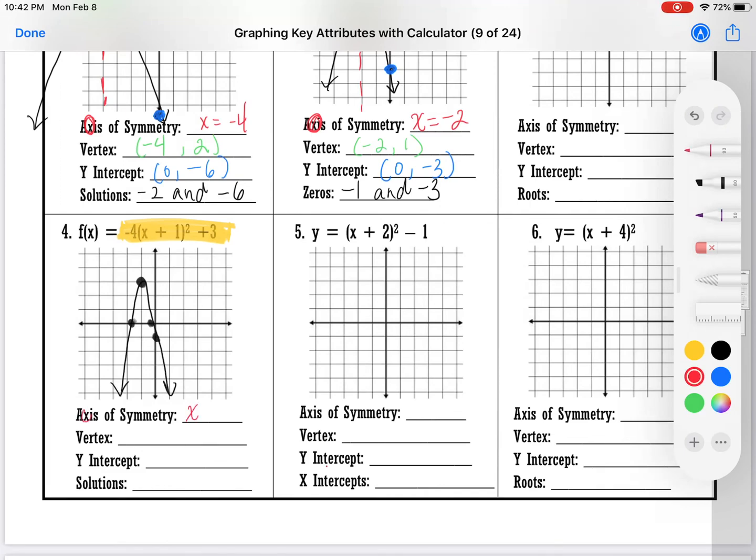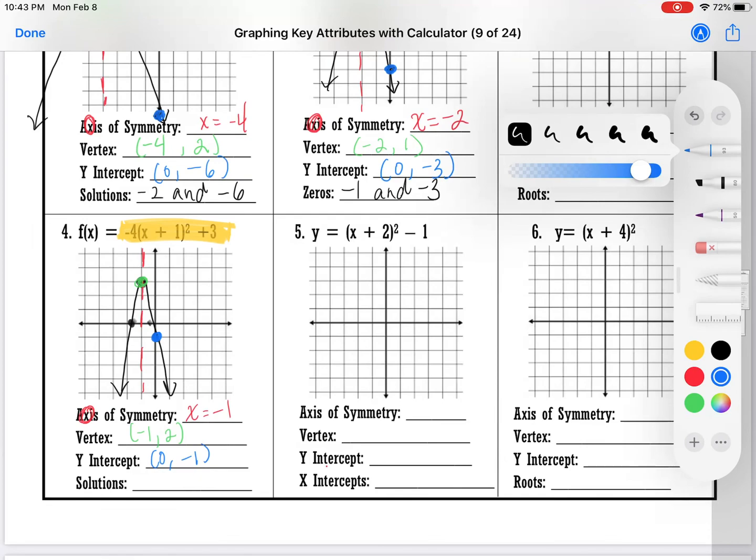So my axis of symmetry is always x equals. It's the x number that cuts through the middle of your graph. 0 to the left 1 is -1. My vertex is the ordered pair at the top. To get there, we go left 1, and then you go up 2. My y-intercept is where the line crosses the y-axis. So my blue dot right here is where it crosses the y-axis, which is 0, -1.